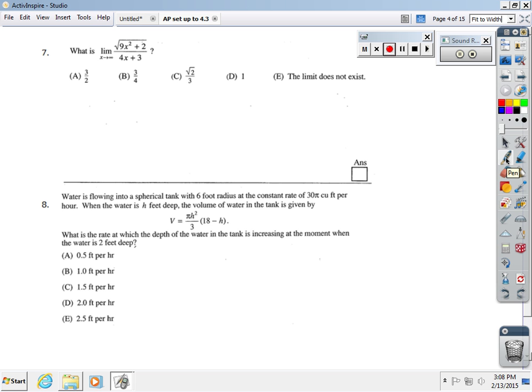Alright, next problem. What is the limit as x approaches infinity of this function? The limit as x approaches infinity is going to be similar to how we do horizontal asymptotes. So the numerator is actually the square root of 9x squared, which is really a 3x. The denominator is a 4x, and we don't care what the rest of that is. It's just going to be the coefficients of those two, which in this case is 3/4, which is b.